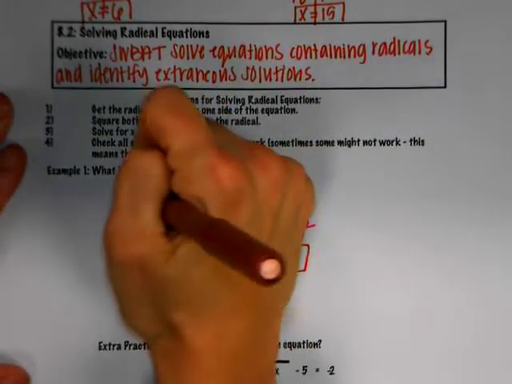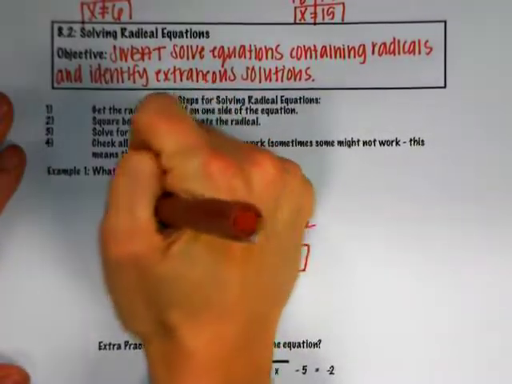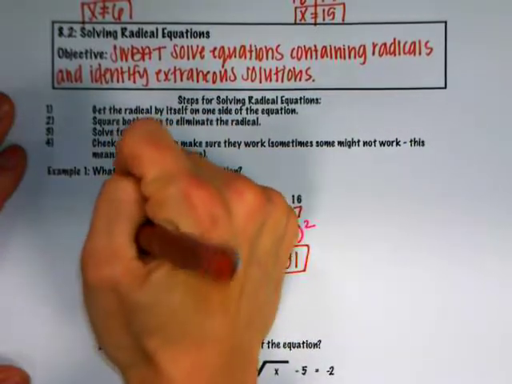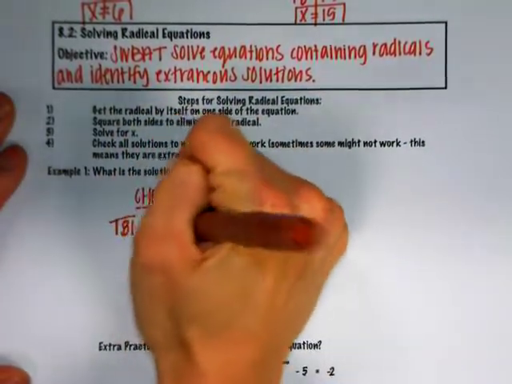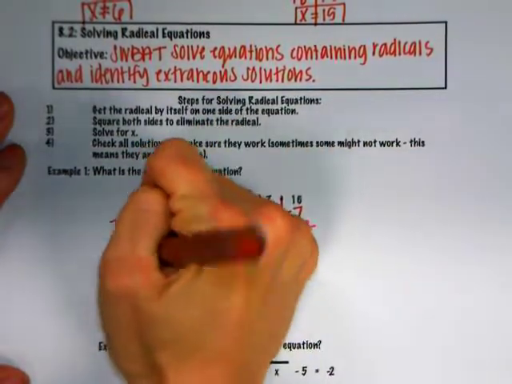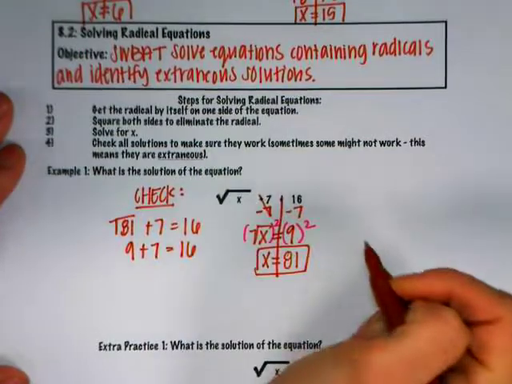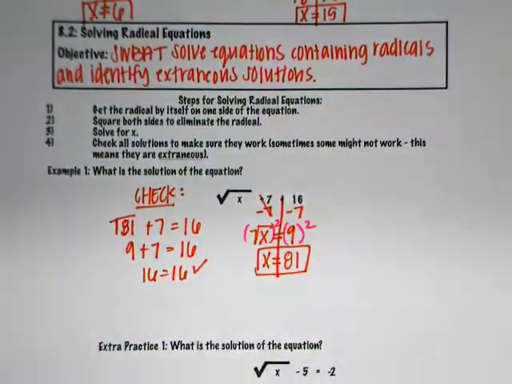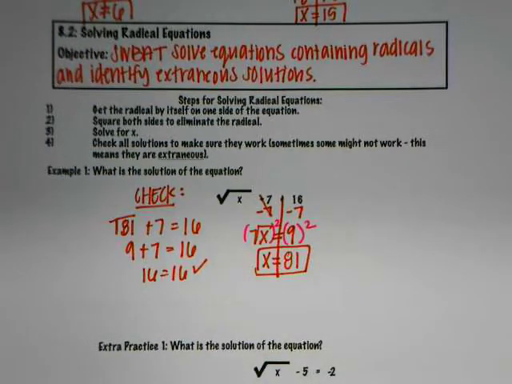So when we plug it back in to check it, go back to the original, and then plug in the x. So square root of 81 plus 7 equals 16. What's the square root of 81? 9 plus 7 equals 16. Does 9 plus 7 equal 16? Yes. So you know that that's your answer and you're good. Okay? If it didn't check, then you basically cross that out and put no solution. Okay? All right, you guys try the next one.